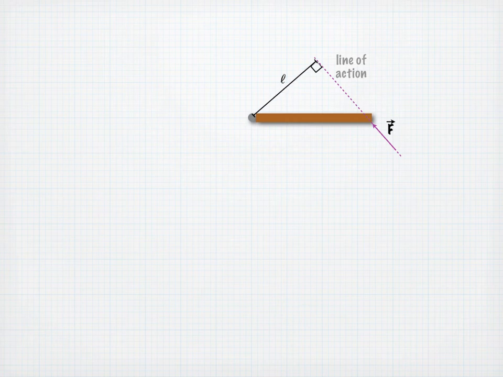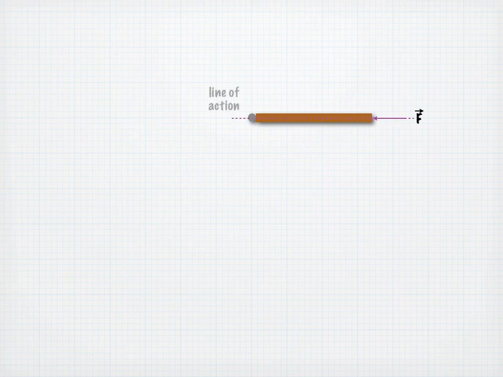There's a special case in which the force is directed in line with the rotation axis, so that the line of action goes through the rotation axis. In this case, the lever arm is equal to 0.